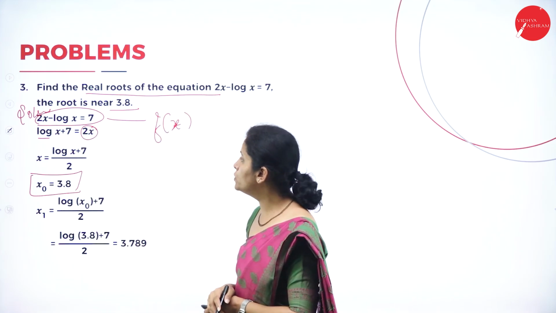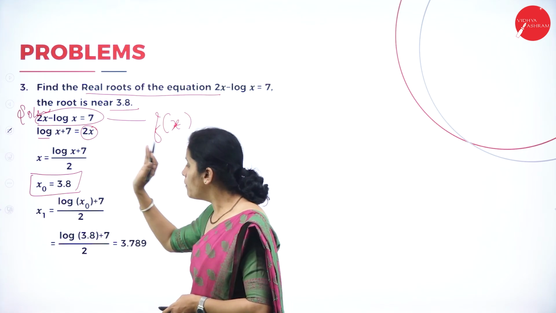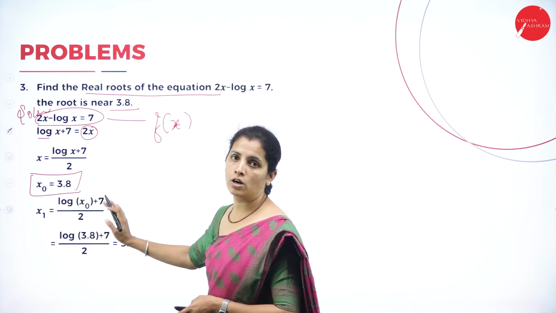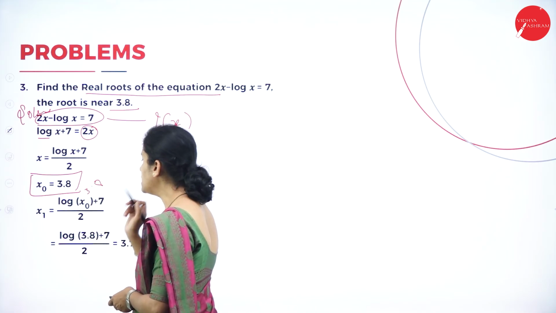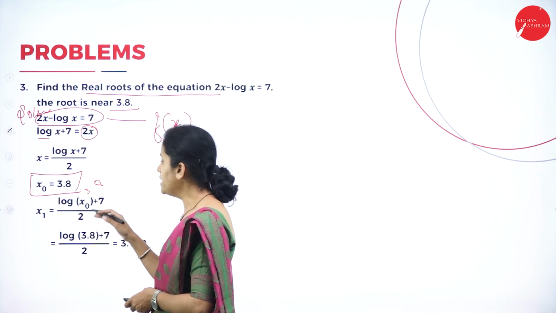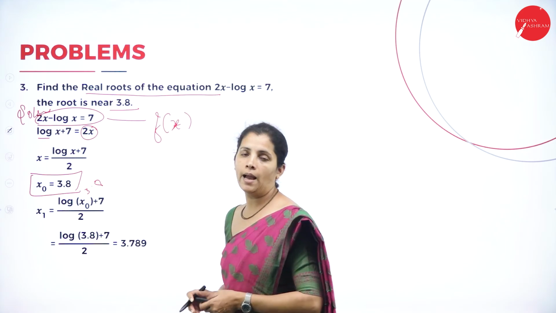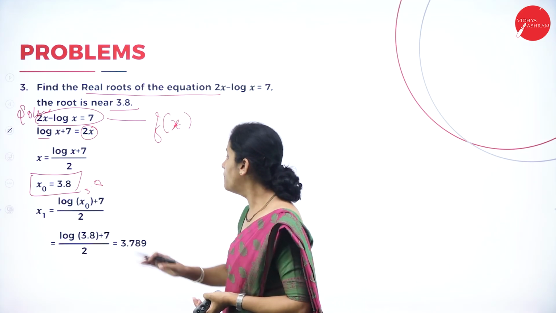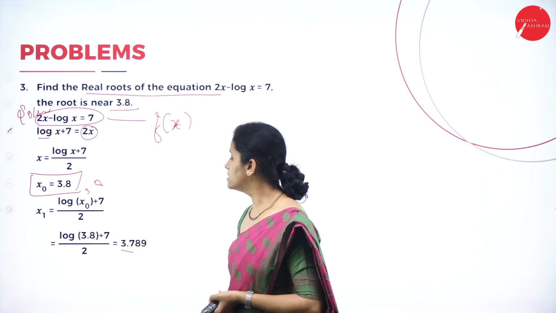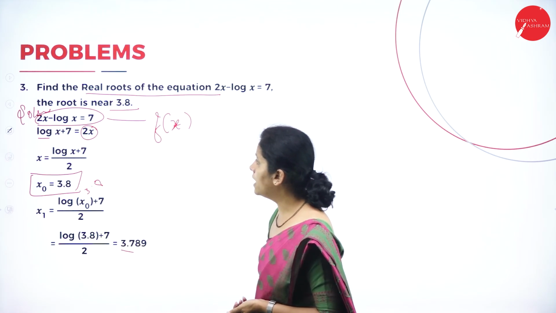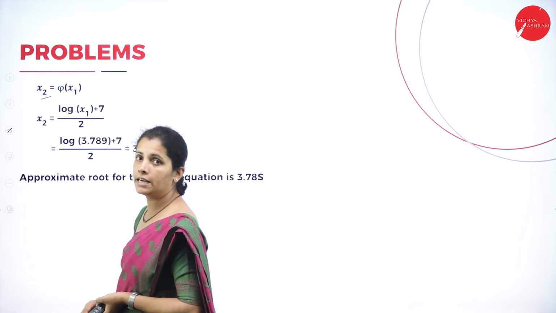Now, what I am going to do? I am going to substitute this 3.8 wherever I am getting x naught. So, log 3.8 plus 7 divided by 2. That means when I take the log of 3.8, I am going to get some value, plus 7, and when I divide that by 2, I will get 3.789.